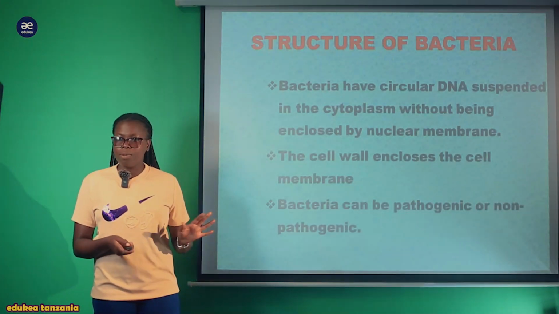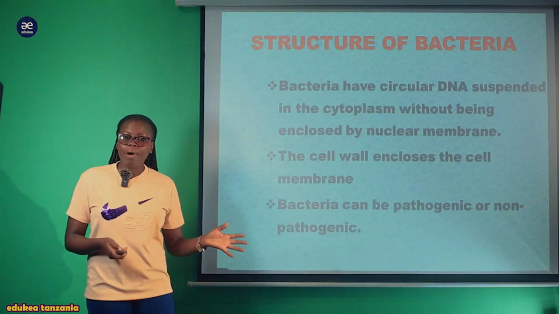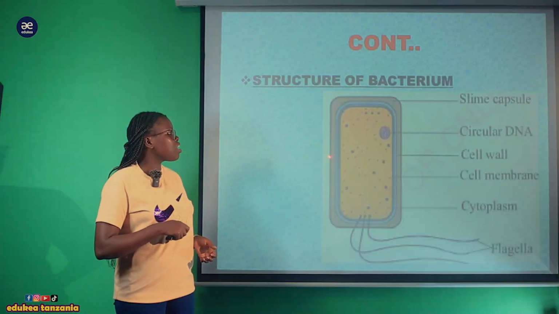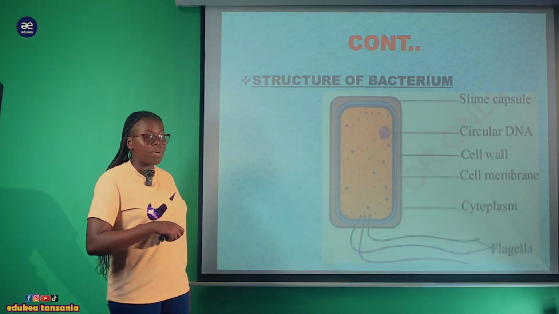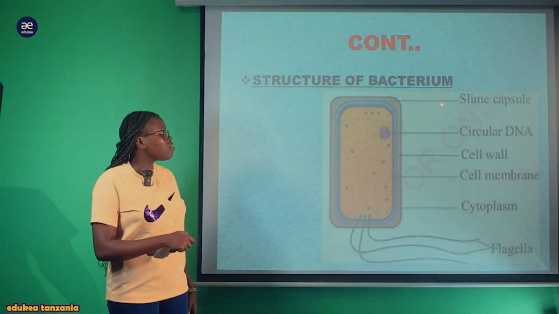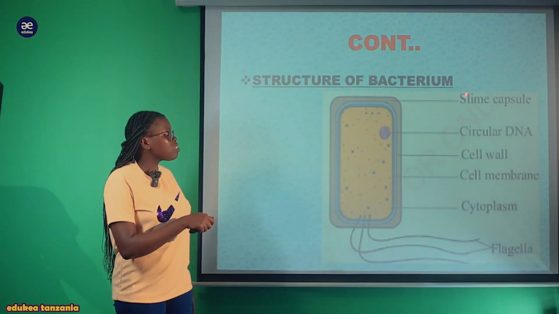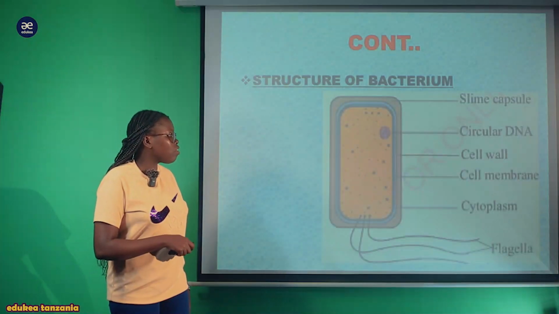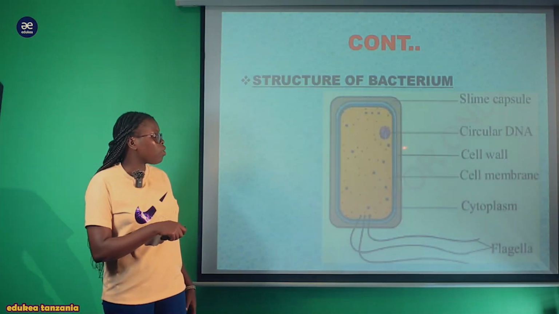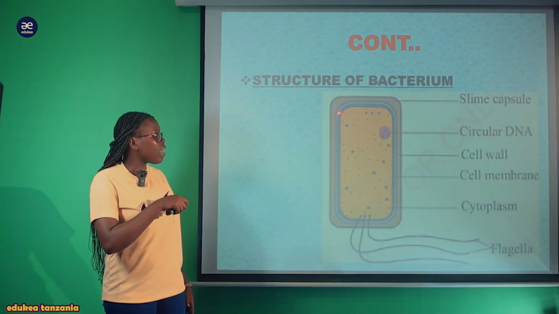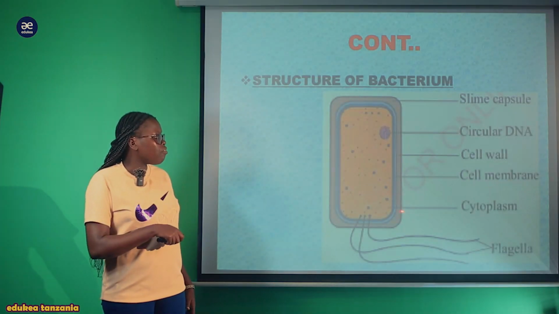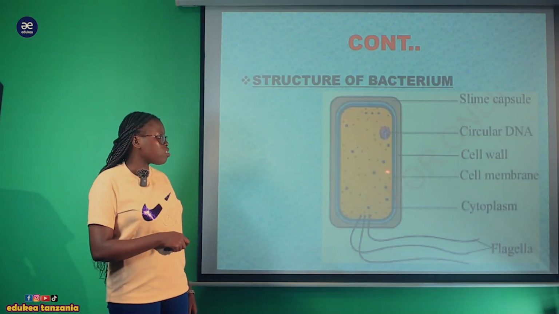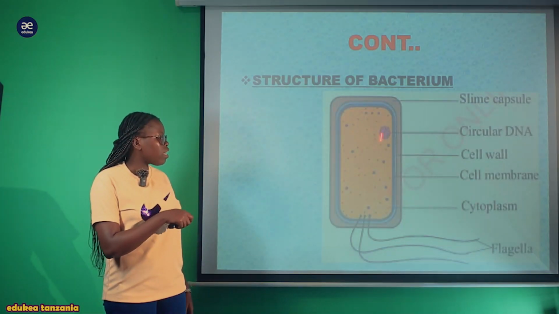Now, this is the structure of the bacteria. They have circular DNA which is suspended freely in the cytoplasm. They have a slime capsule, which helps with protection against predators and also helps in maintenance of the shape. Also they have a cell wall which encloses the content of the cell. They have cytoplasm where cellular metabolism takes place. You have the cell membrane which surrounds the cytoplasm. And this is a flagellum, which is used for movement in free-living bacteria.